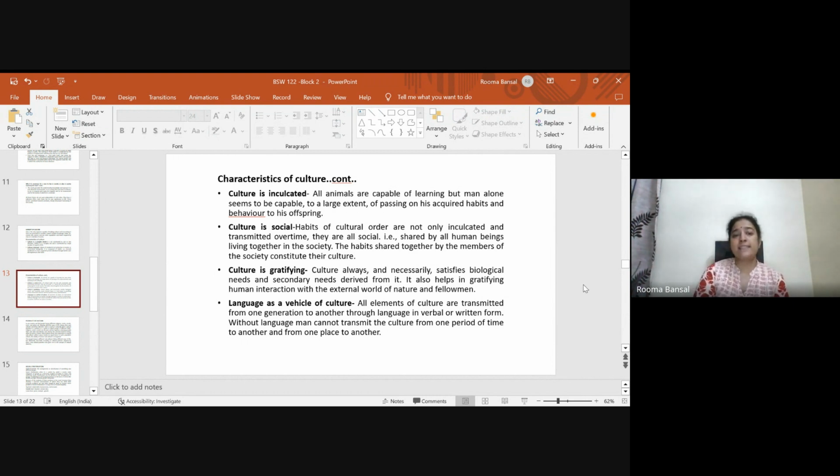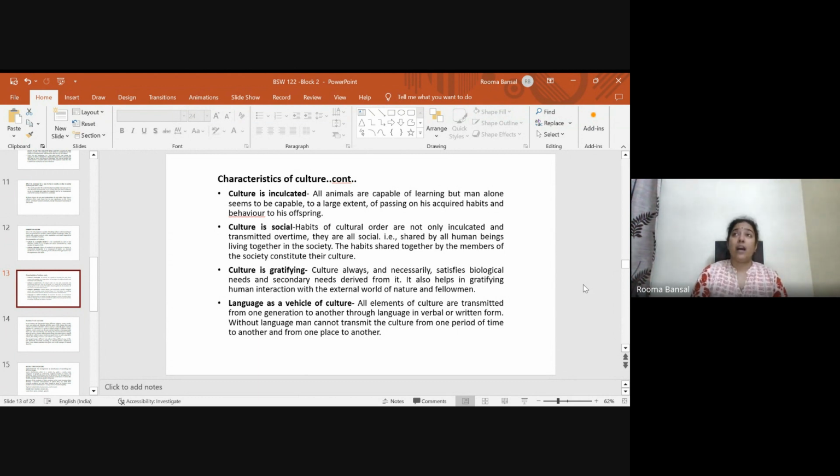Okay. Next point is language as a vehicle of culture. All elements of culture are transmitted from one generation to another through language in verbal or written form. Without language, man cannot transmit the culture from one period of time to another and from one place to another. Simply, we talk to our child by a medium. That medium is language. Medium of communication is our language, either Hindi or English or any other regional language.